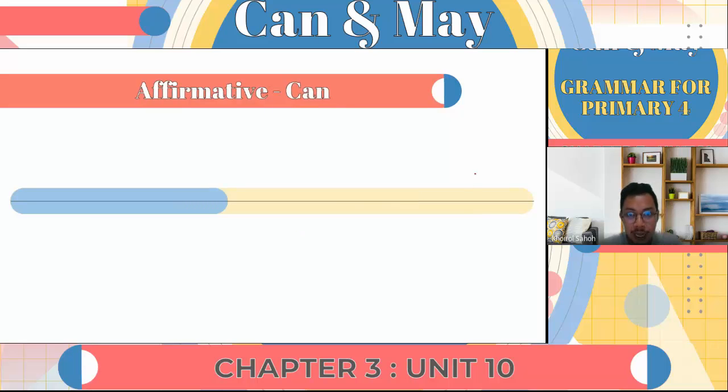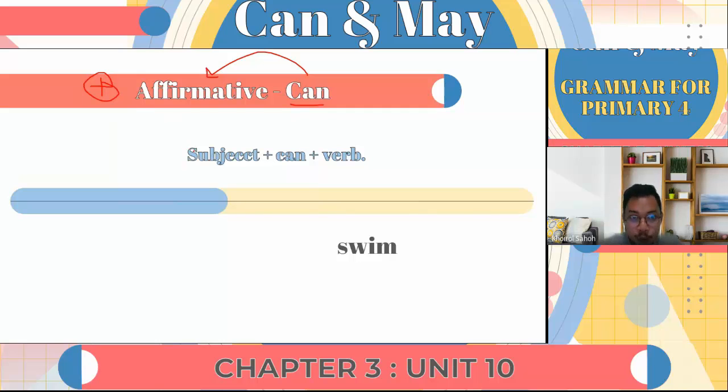Let's see some examples. We use can in talking about ability in affirmative sentences. What is an affirmative sentence in Thai? ประโยคบอกเล่า. Very good. If you want to talk about ability using can, you have to structure the sentence like this: subject. It can be any subject: I, you, we, they, he, she, or it. Subject followed by can and followed by verb.